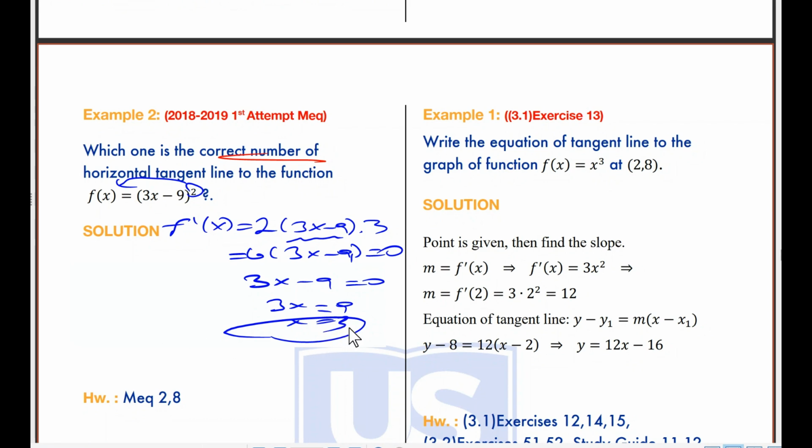3 is the value of x for the horizontal tangent line. The question is asking about the number of horizontal tangent lines. We see only one. So there is only one horizontal tangent line. All right.